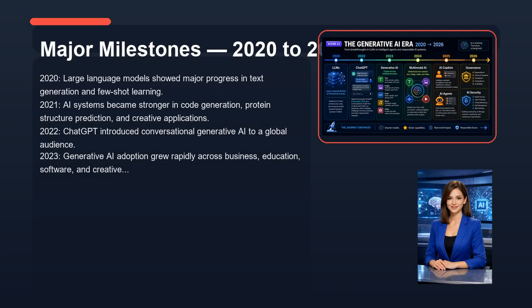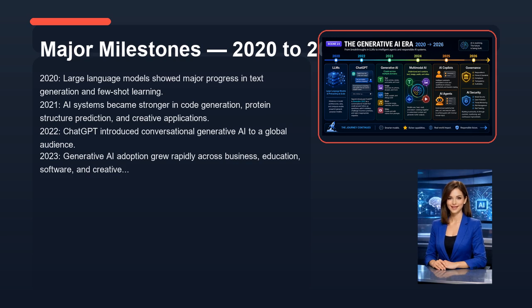Now let's look at major milestones, 2020 to 2026. 2020, large language models showed major progress in text generation and few-shot learning. 2021, AI systems became stronger in code generation, protein structure prediction, and creative applications. 2022, ChatGPT introduced conversational generative AI to a global audience.